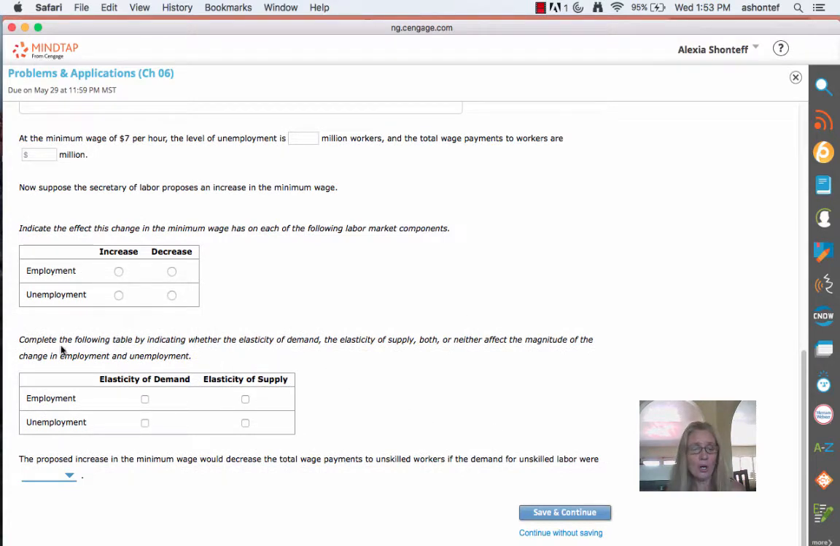So for the last part of this question, number 3, right here, where it's asking you about elasticity of demand and elasticity of supply, again, since we won't be covering those topics until section 2, I'm just going to give you the answers. So I'm not going to explain them, I'm just going to give you the answers. So you'll want to check elasticity of demand for employment and unemployment, and then for elasticity of supply, you're going to want to check off unemployment. So that should help you out with chapter number 6, and that's it.